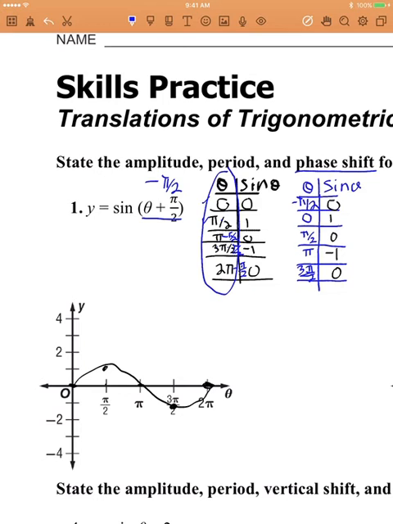Now let's graph the new one. So negative pi over 2, so my theta is negative, I have to go back pi over 2. I have 0. At 0, I have 1. At pi over 2, I have 0. At pi, I have negative 1. And at 3 pi over 2, I have 0. So now let me draw my graphs.